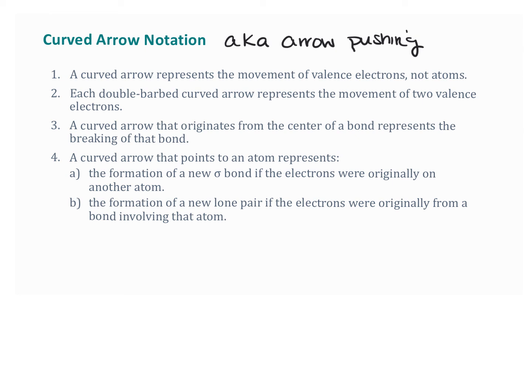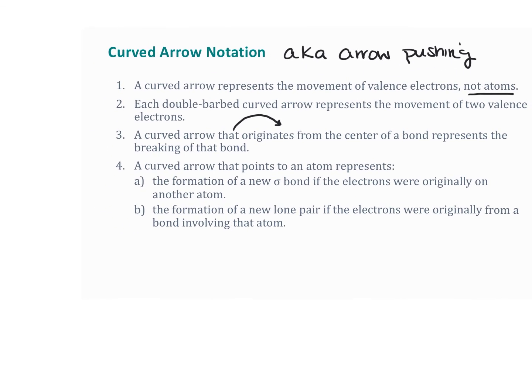A curved arrow, when we're doing a mechanism and showing curved arrow notation, represents the movement of valence electrons, not atoms. We're not showing anything to do with atoms here. Really, we're just looking at valence electrons. Sometimes valence electrons drag atoms along, but we're not showing the movement of atoms. Each double-barbed curved arrow, which looks like this, represents the movement of 2 valence electrons. If you are seeing the movement of 1 valence electron, you would just have 1 barb. That's what that would look like.